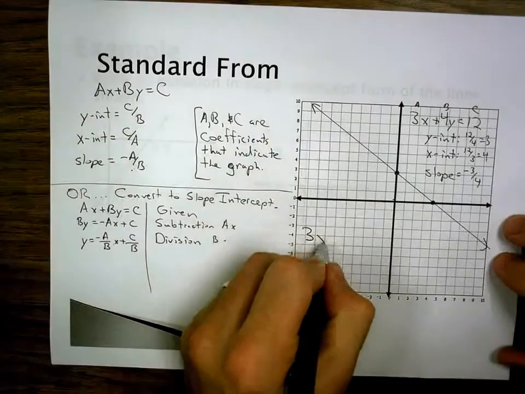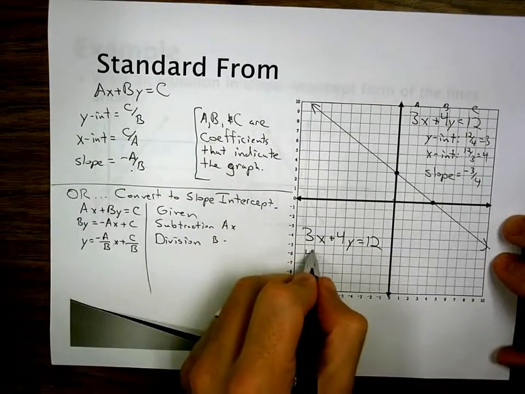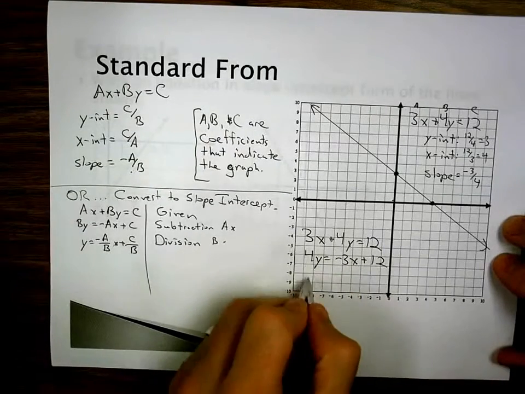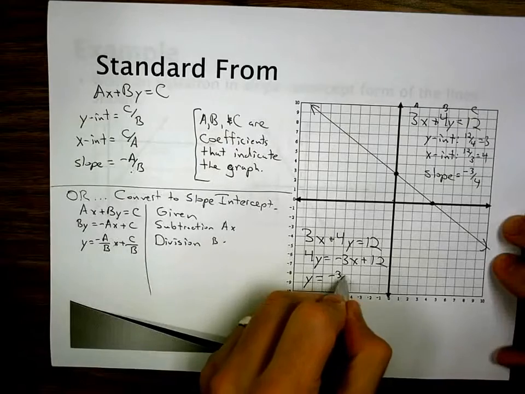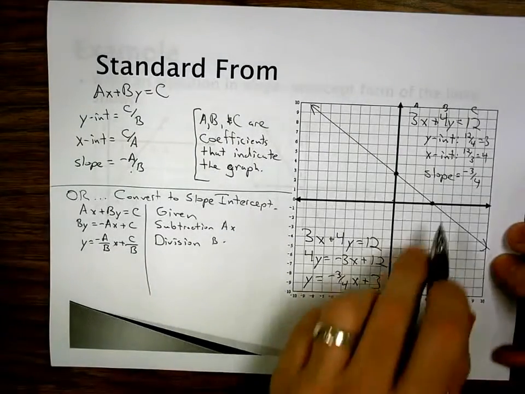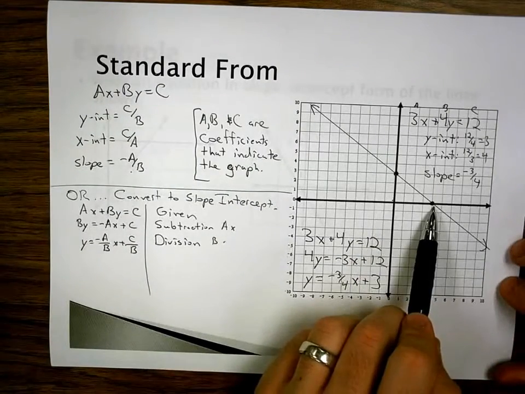Let's take the one we just had. 3x plus 4y equals 12. I subtract 3x from both sides. I divide by 4, and I get this equation. Does that equation match? Yeah. Y-intercept is 3. I go down 3 over 4.